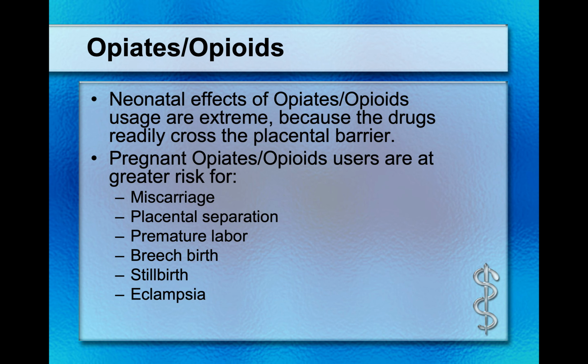Neonatal effects of opioids usage are extreme because the drugs readily cross the placental barrier. Pregnant opioid users are at risk for miscarriage, placental separation, premature labor, breech birth, stillbirth, and eclampsia. Eclampsia is high uncontrolled blood pressure. It's very difficult to control somebody's blood pressure when they're in eclampsia.